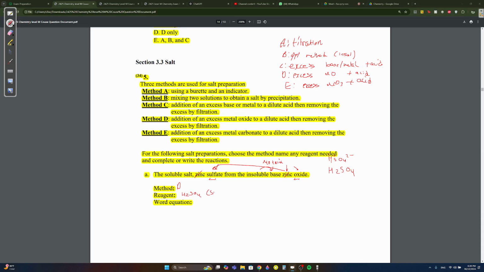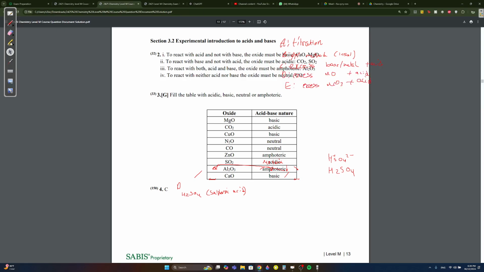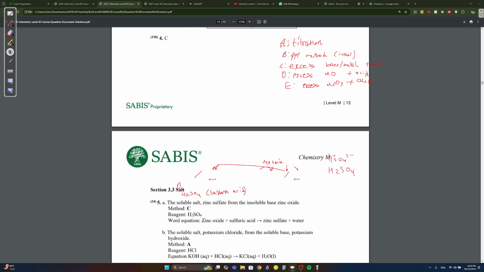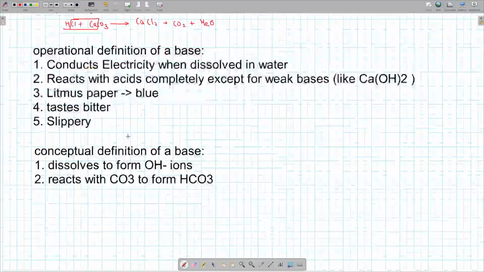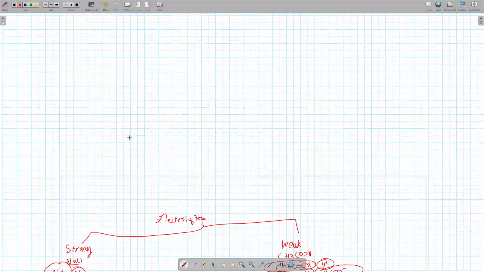And you can say sulfuric acid. Word equation, I'm just going to show you this. It's going to be zinc oxide plus sulfuric acid to get zinc sulfate and water. Yes, you have to say why water. Remember, guys, remember these equations, all of them over here. Okay.